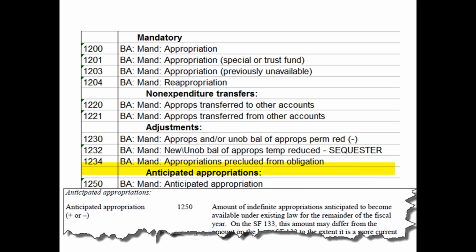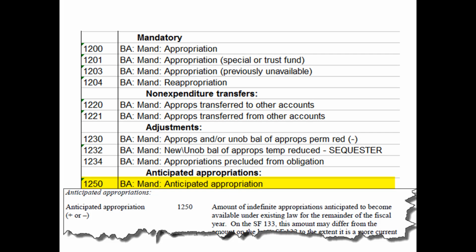Line 1250, anticipated mandatory appropriation, is defined as the amount of indefinite appropriations anticipated to become available under existing law for the remainder of the fiscal year. You would use this line for appropriations that have such sums language.